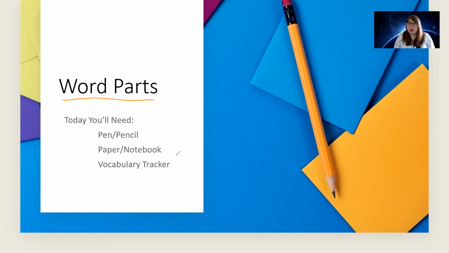So today, make sure you have a pen or pencil. Make sure you have paper and notebook, wherever you've been taking your notes. And you also want to make sure you have your vocabulary tracker, because we're going to be adding some vocabulary words to that sheet.